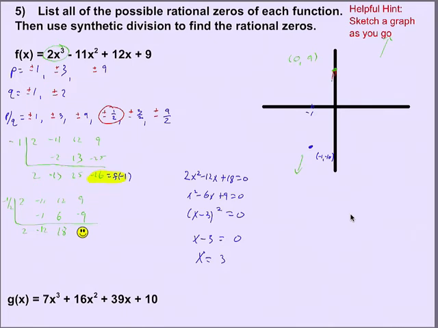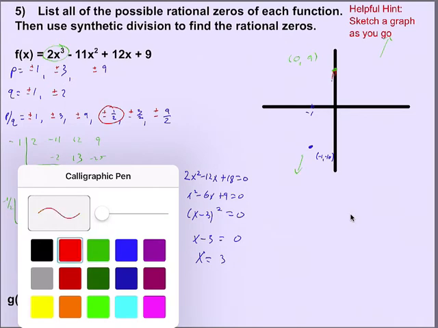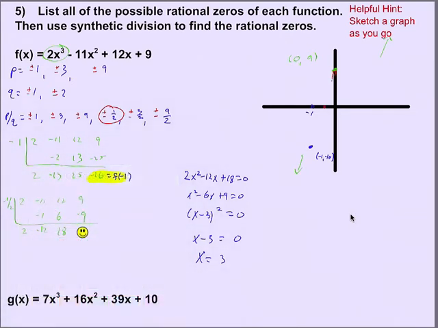So if I wanted to graph this, which I do, there would be a root at negative 1/2, another root at 3, which is a double root, and there's a pretty good sketch of a polynomial.